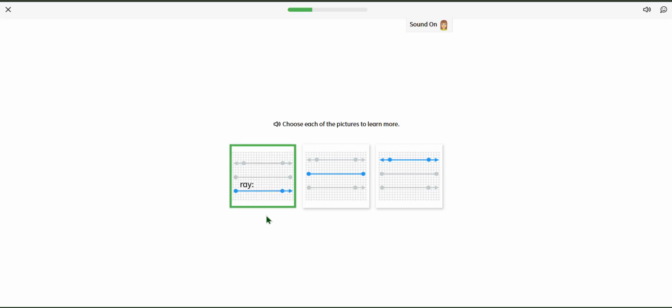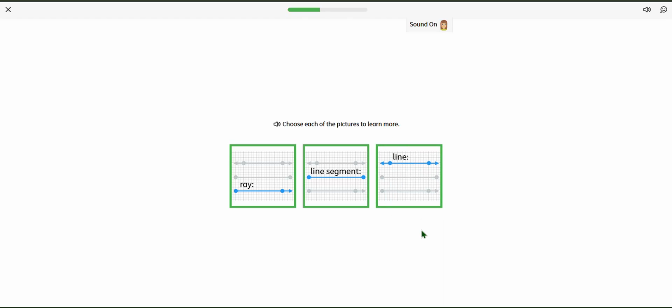A ray starts at a fixed point and extends in another direction infinitely. Two fixed points where the line ends at either side. This is a line segment. A line segment is a part of a line bounded by two given endpoints. And then now two points that make the line, but they continue infinitely on either side. This is a line. A line is a straight, infinite path of points that has no beginning or end.